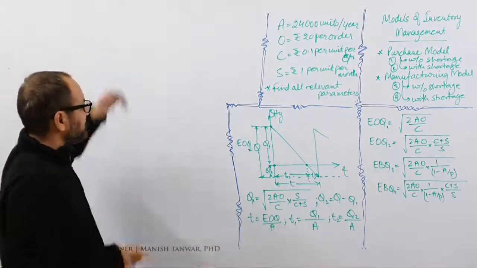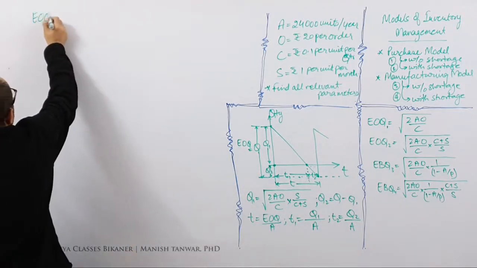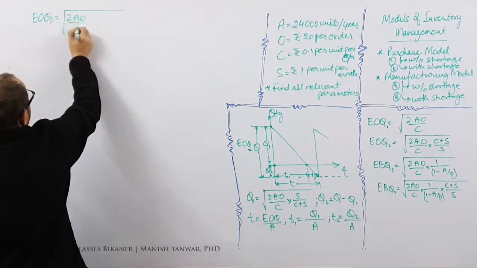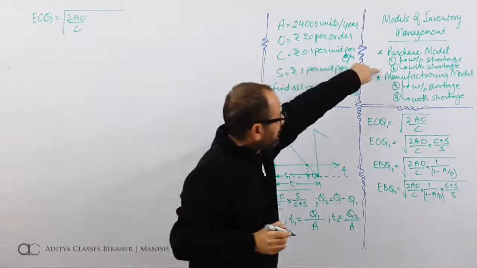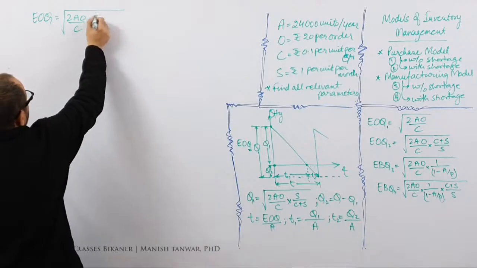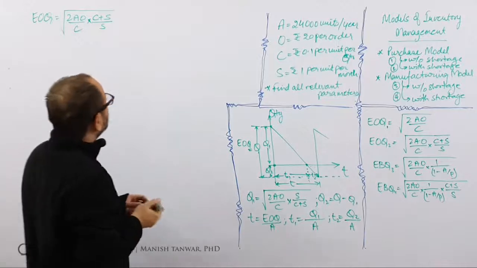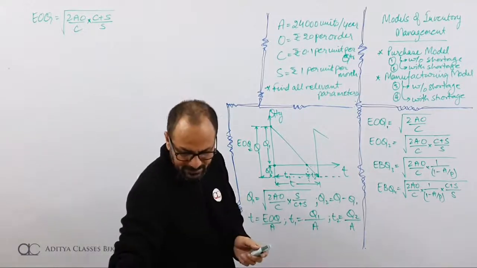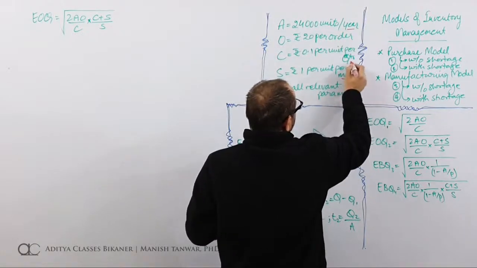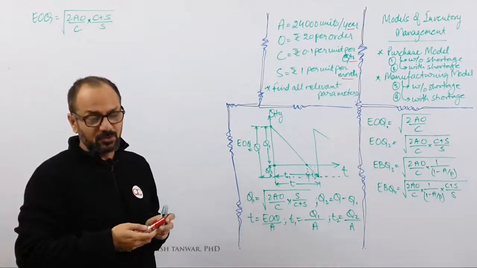I'll try to find out all these values over here. So we'll have EOQ. EOQ is equal to under the root 2AO upon C. It is our second model, that is the purchase model with shortage. So the formula would be C plus S upon S. Now the important thing is, this is per year, this is per month, this is per quarter. All the time frames are different. So we need to make adjustments.